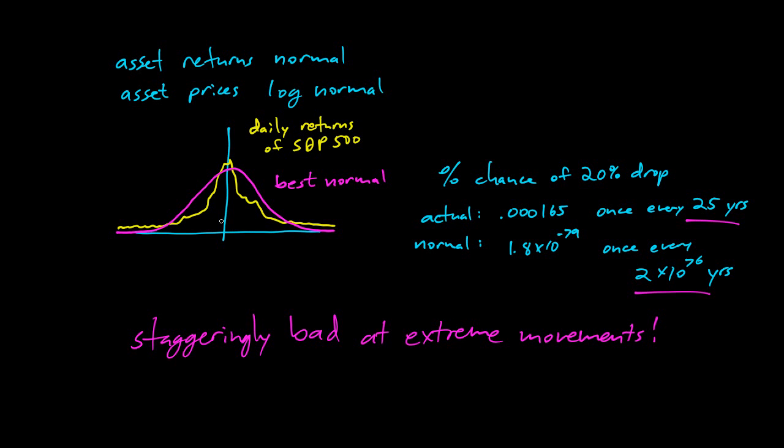So this is bad news, because we've been using the normal distribution as an assumption in doing all our math and doing all our formulas. And now we're seeing that it's actually really a bad model for these extreme events. And they happen. 20% drops happen every 25 years. 5% drops happen even more often. And if we're using the normal distribution, we're getting entirely the wrong answer. This isn't like a factor of 10 wrong or a factor of 100 wrong. This is really, really wrong. So this is not good.